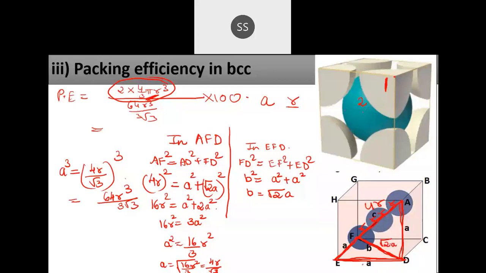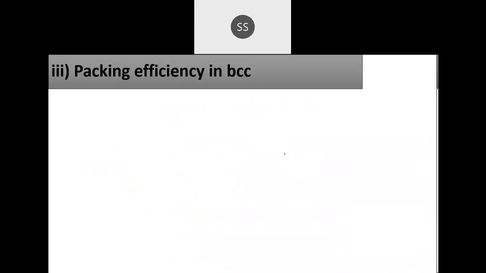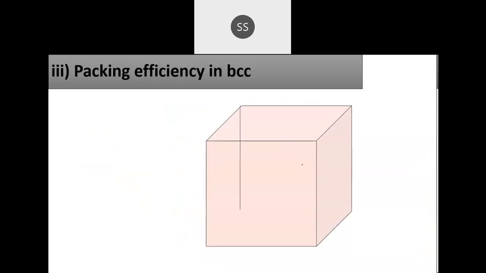So you'll get this as root 2a, and this value you know it is a. Again, apply Pythagoras theorem for this triangle AFD. Then you'll get the relationship. Then cube them. Then substitute here, you will get packing efficiency. Okay, so let's start with that part now. Now draw this cube on this side.